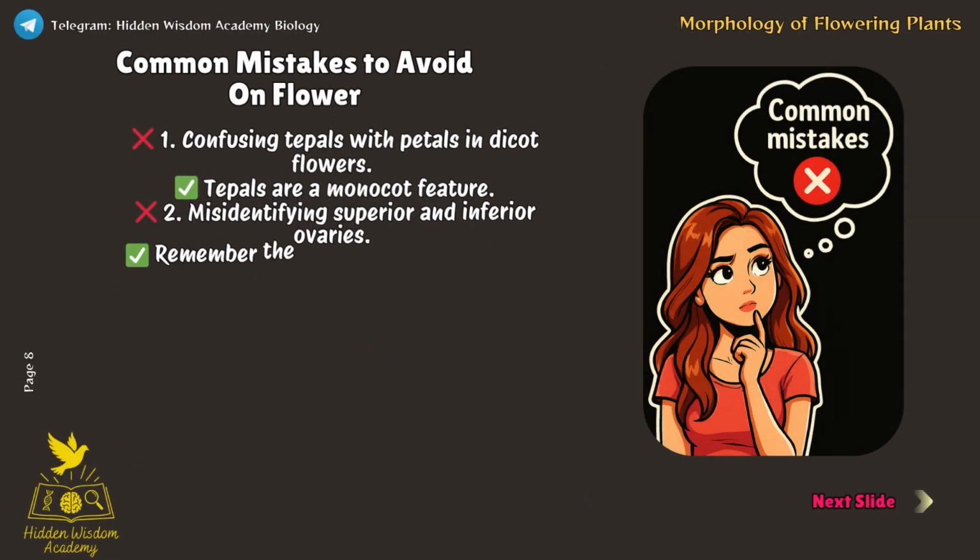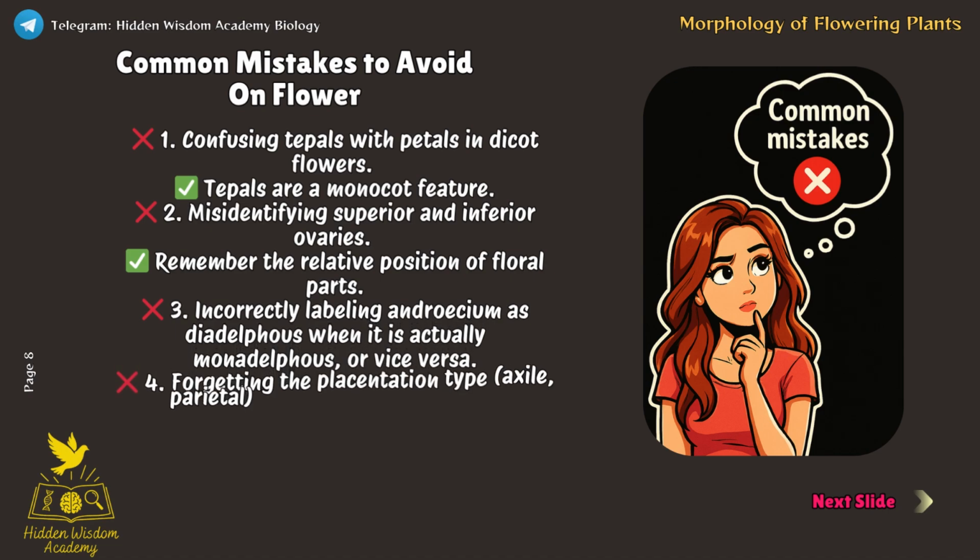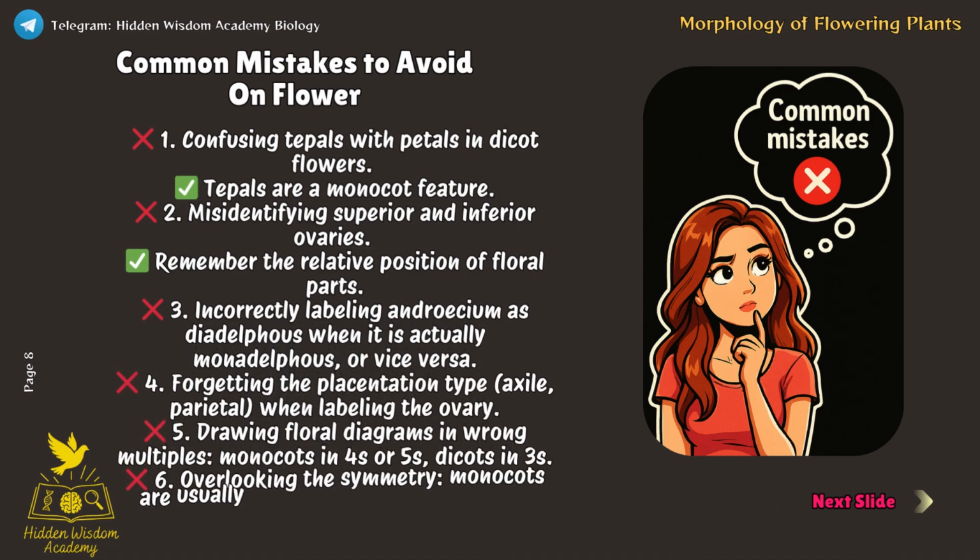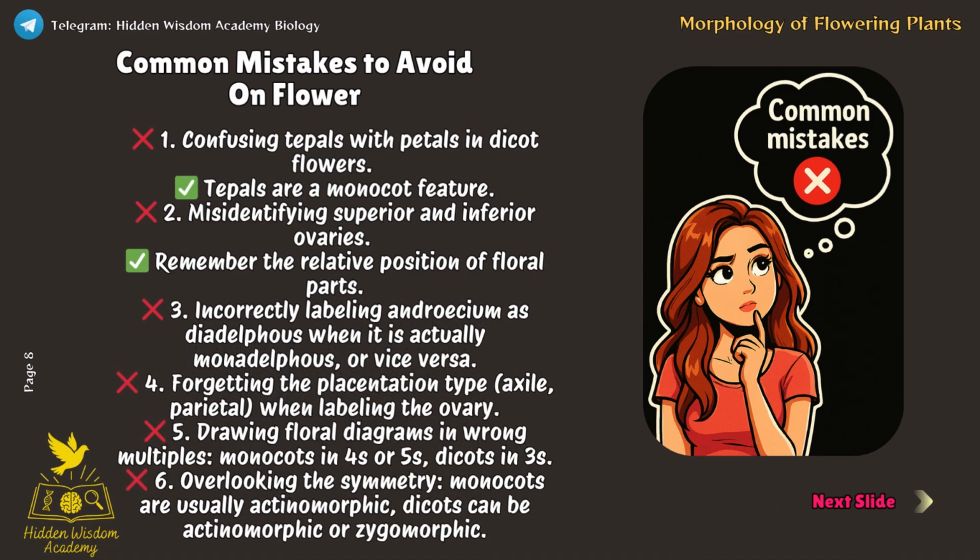Here are some common mistakes to avoid in flower anatomy. Don't confuse tepals with petals. Tepals are only in monocots. Always check if the ovary is superior or inferior. Label stamens carefully. Monadelphous and diadelphous are different.